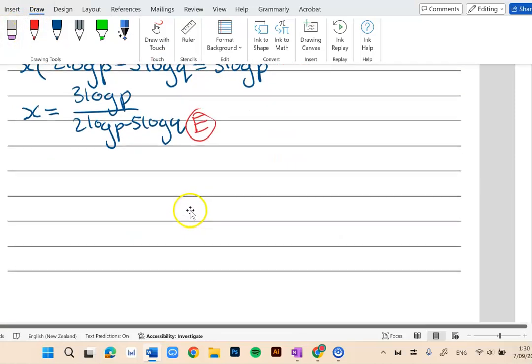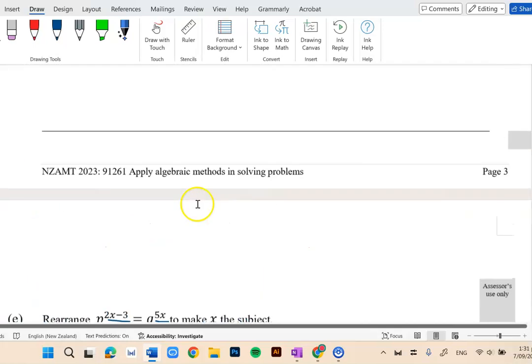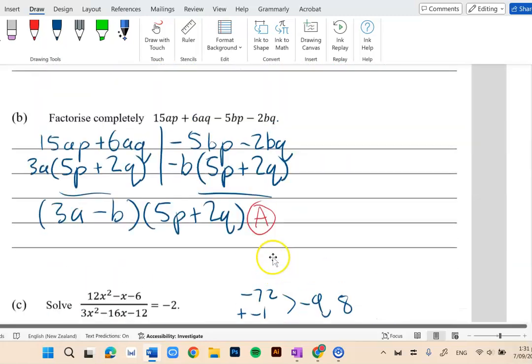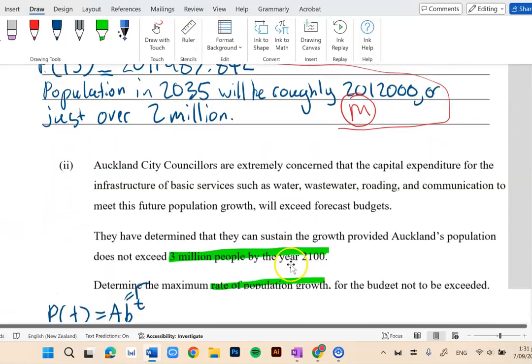Okay, that's question 1 done. I'll do question 2 in another video, but that's all of question 1 done. So I've run through everything pretty clearly, I hope.